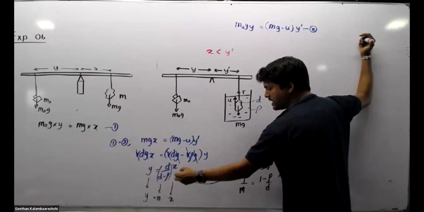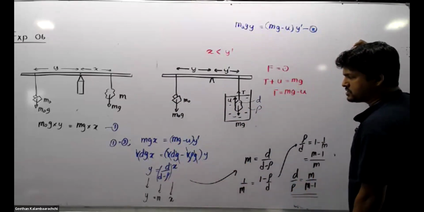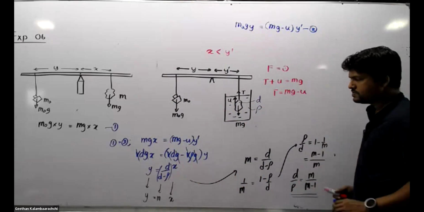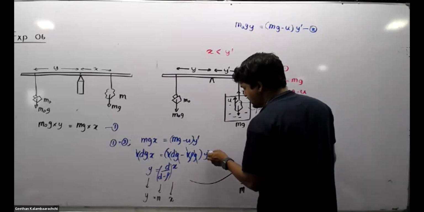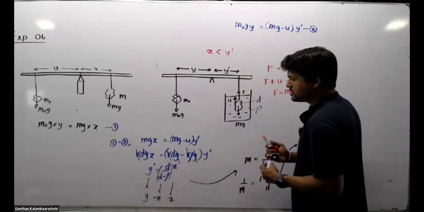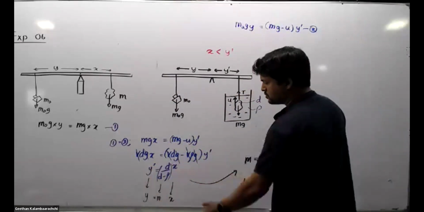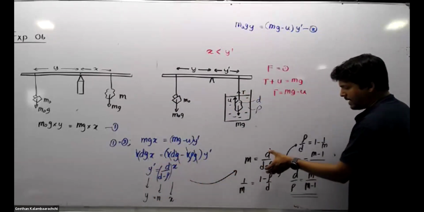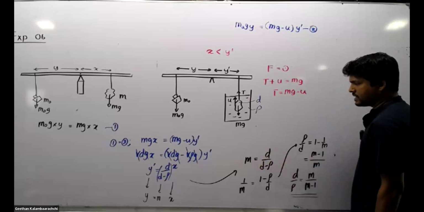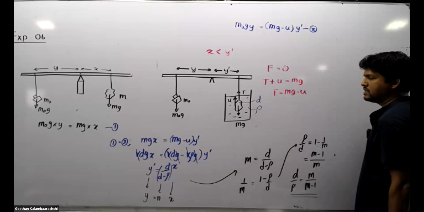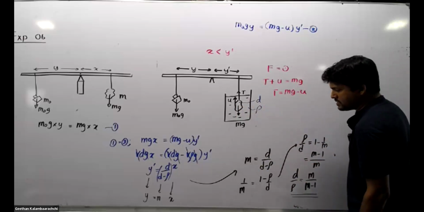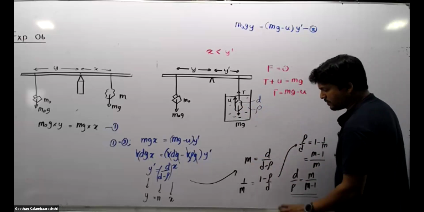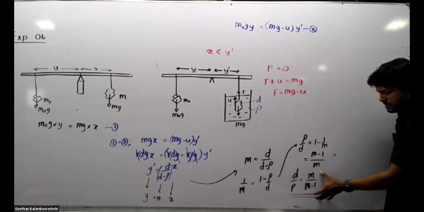So once you equate them, you again get an equation similar to y equals mx, with y dash and x. So in this equation, the gradient m is d over d minus rho. D is the density of the object or the unknown mass, rho is the density of the liquid. So you can change the equation so that you ultimately get the relative density of the unknown mass. So the purpose of this is to find the relative density of the unknown mass.